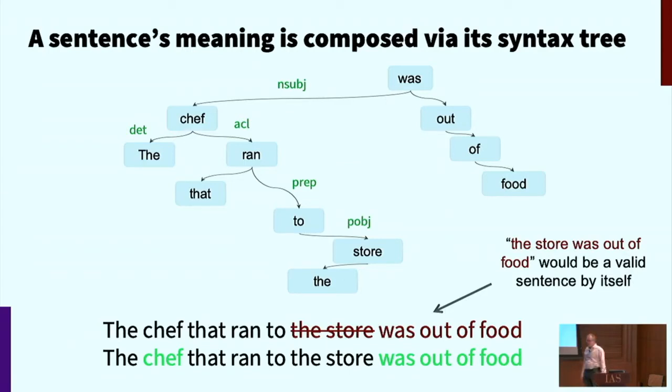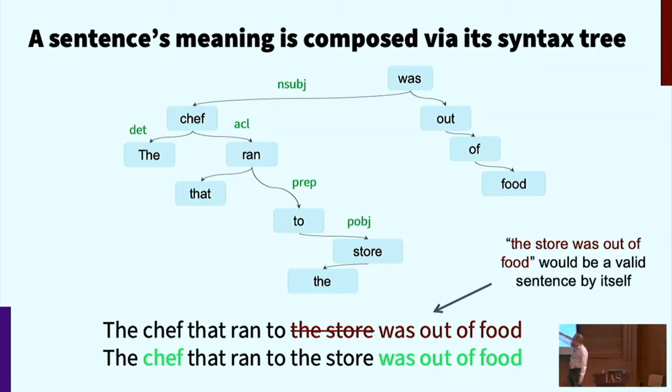And the crucial thing to notice is what's out of food. If you used anything like linear order, well, right next to "was out of food" in the sentence are the words "the store." So you could naturally think the store was out of food, and so the store was the subject, which "out of food" is predicated of. But that's not the right meaning of this sentence. The right meaning is it's the chef that was out of food, and "that ran to the store" is then this relative clause that's modifying the chef.